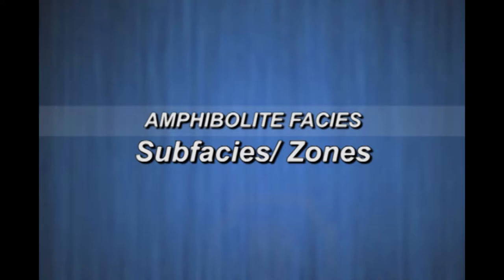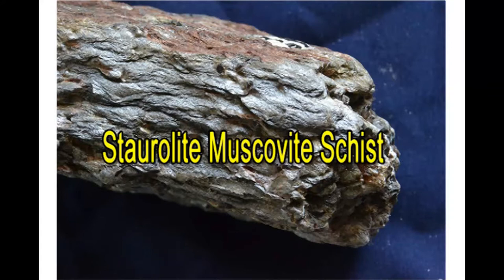We can divide the intermediate pressure facies into four different zones: the staurolite zone or staurolite almandine subfacies, kyanite zone or kyanite almandine muscovite subfacies, and third is the sillimanite muscovite zone or sillimanite almandine muscovite subfacies. Fourth one is the sillimanite orthoclase zone or sillimanite almandine orthoclase subfacies. Now take up the first zone, that is the staurolite zone or staurolite almandine subfacies. The transition from the greenschist to amphibolite facies is best recognized by the diagnostic first appearance of staurolite and disappearance of chlorite and chloritoid in the presence of muscovite and quartz.